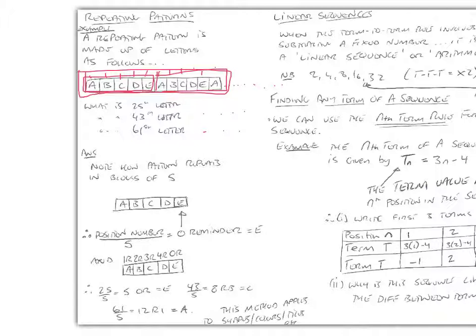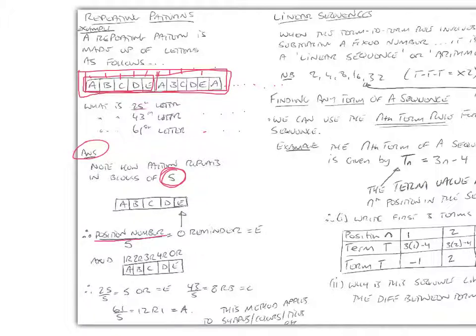Given that the pattern repeats, the key piece of information in answering this problem is to note that the pattern repeats in blocks of 5, and 5 is the key number. The way we find what block will be what, up the line, is that we take the position number that we're asked for, and we divide that by 5.